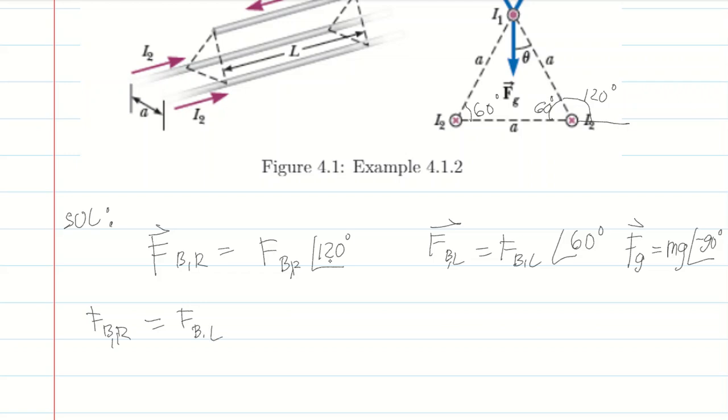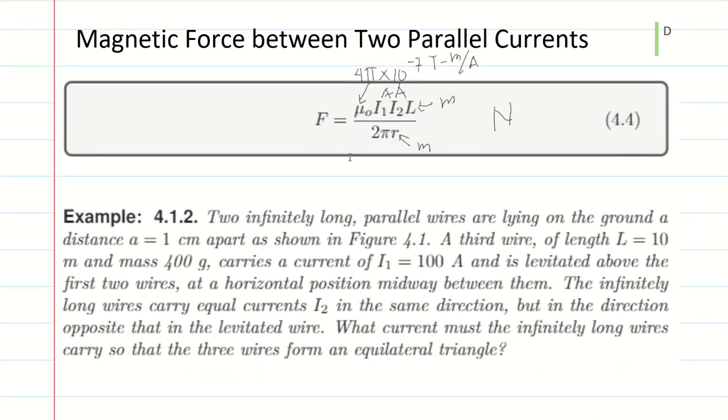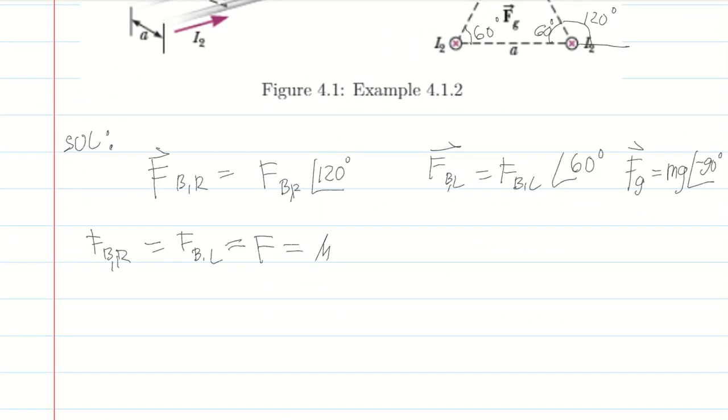We can just call this F, which is actually equal to, if you use the formula here, mu O I1 I2 times the length divided by 2 pi r. Mu O is a constant, 4 pi times 10 to the negative 7. We multiply this with I1 and I2. I1 is given, I1 is 100 amps. We don't know I2, we are solving for I2. And the length of the conductor is the length of the levitated wire, because we want to solve for the levitated wire, and that is equal to 10 meters.